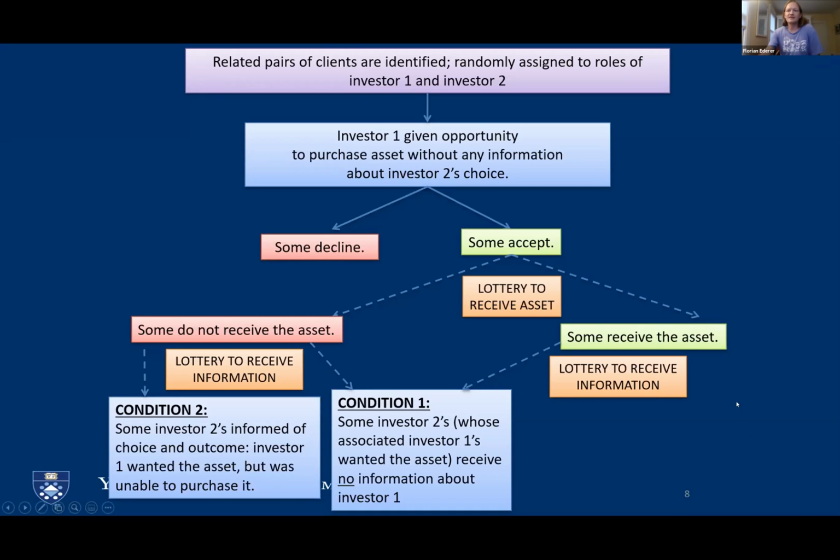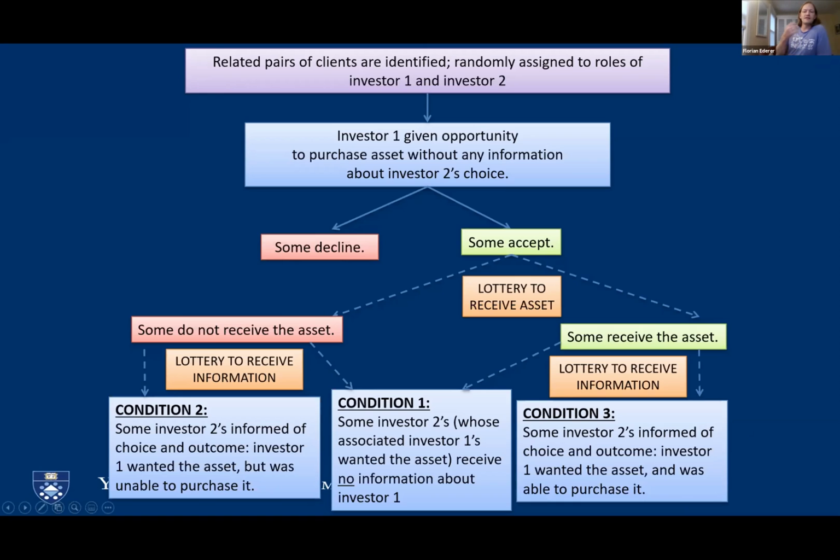And so then, unsurprisingly, what is condition 3? Well, there, both the revealed preference as well as the possession part are switched on, because those investor 2s were informed that both the investor 1 wanted the asset and was able to purchase it.